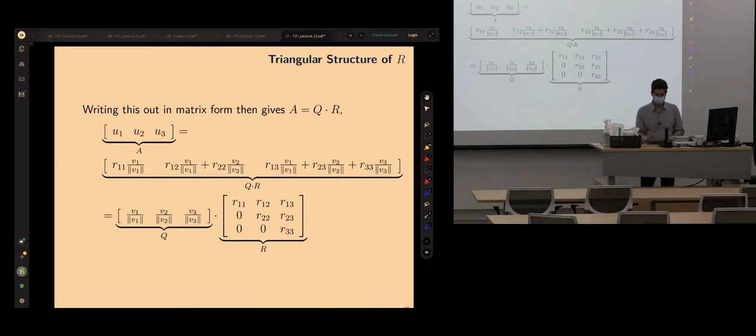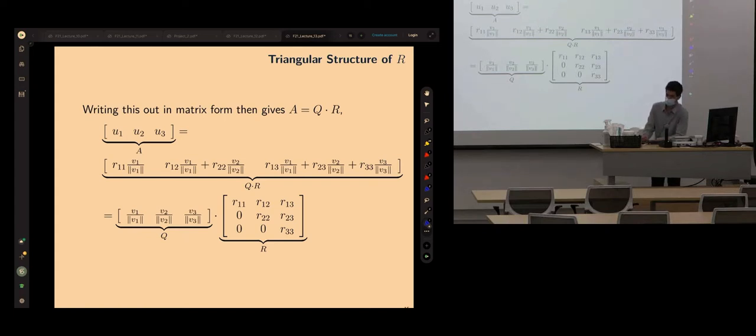Now, as usual, let's say we have A. We have 3 columns, U1, U2, and U3. Now, we know that U1 is R11 times the unit vector. U2 is the sum of 2 unit vectors. And U3 is the sum of 3 unit vectors. So at the step K, UK, the kth column, is the sum of k unit vectors.